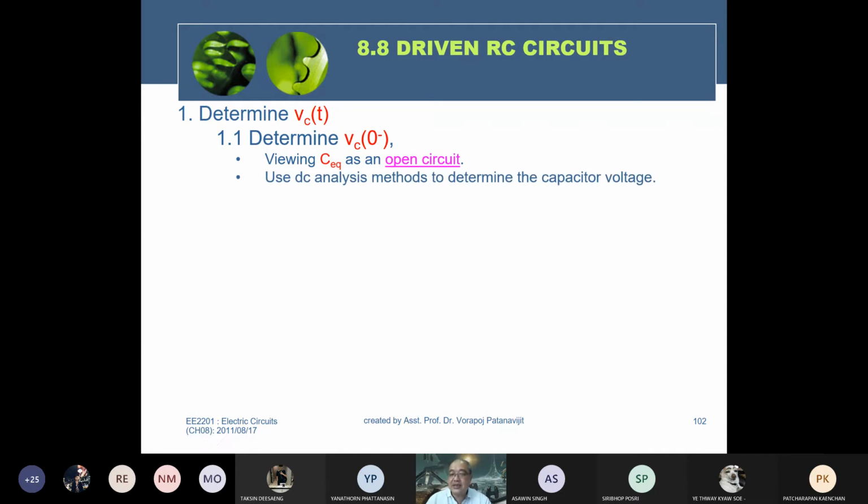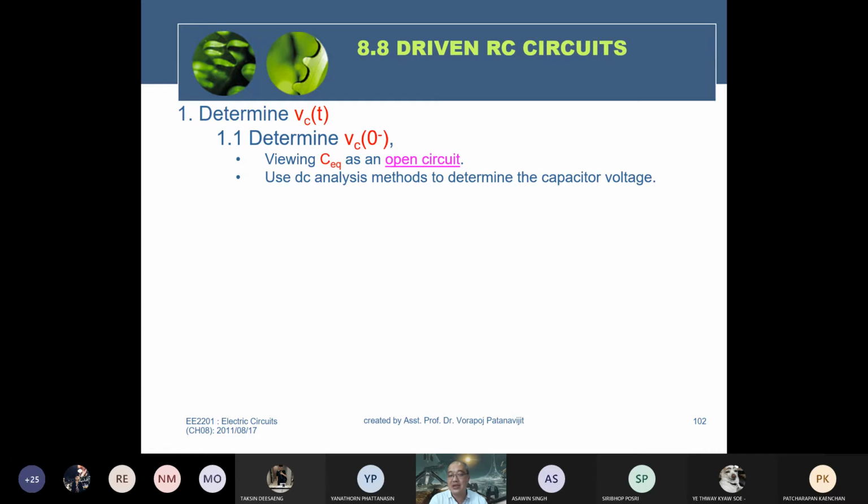Next one, we discuss the driven RC circuit. In the case that the circuit contains a resistor and a capacitor, it may be driven by the source for a long time. When time equals 0, you may add one more source. You may remove part of this source, but in the end it still has some source in your circuit. Therefore, the current and the voltage everywhere will be increasing or decreasing to a certain value.